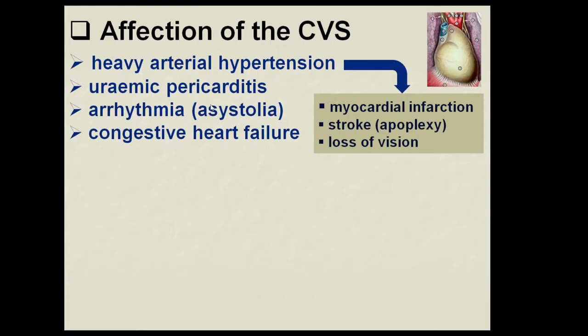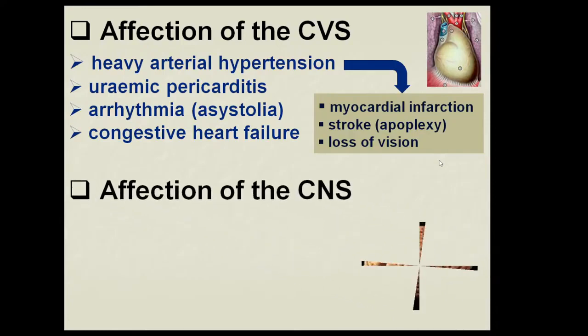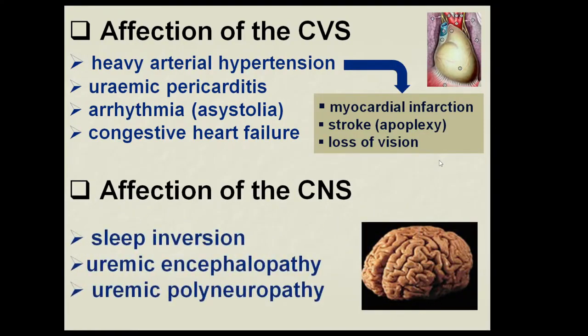Overloading of the heart. Then, due to absorption of urea, uremic pericarditis, disordered electrolyte metabolism, different arrhythmias, and as a result, congestive heart failure and more grave, myocardial infarction and brain stroke and loss of vision, grave complications of high blood pressure. Central nervous system: first of all, inversion of sleep, apneic syndrome, then uremic encephalopathy and polyneuropathy due to disordered electrolyte and vitamin metabolism.